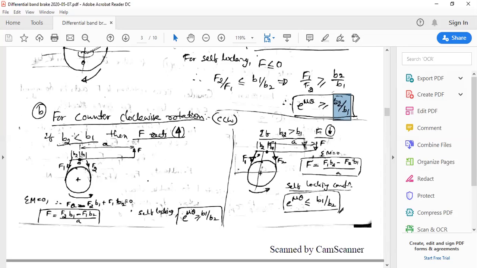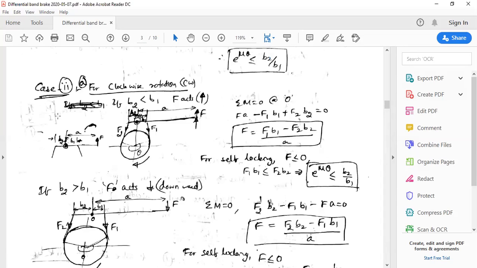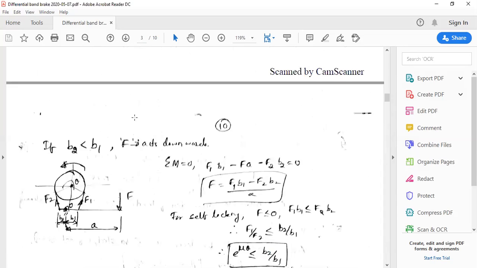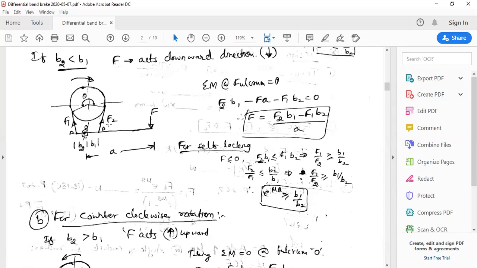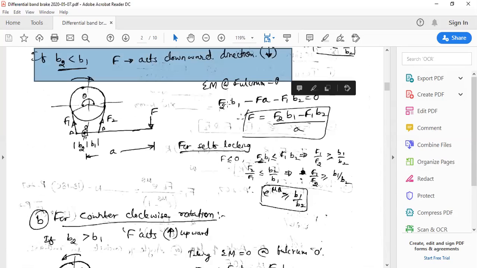So this is an optional case that we have considered here. Usually we will be getting most of the cases like this, where B2 is less than or equal to B1 or B2 is greater than or equal to B1. But usually this is the most often used case, where F is acting downward and B2 is less than B1.